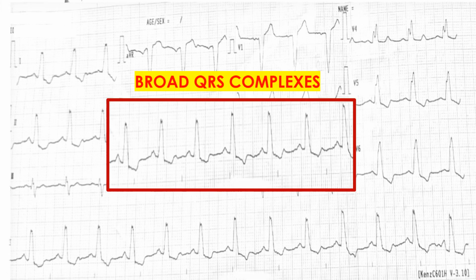To start with, first of all, we need to identify the width of the QRS complexes, and for a bundle branch block, it has to be more than 120 milliseconds. Over here, we can see the zoomed-in view, and these are the broad QRS complexes, and their width is more than 120 milliseconds. So this criterion is being met, and this is one of the foremost important criteria.